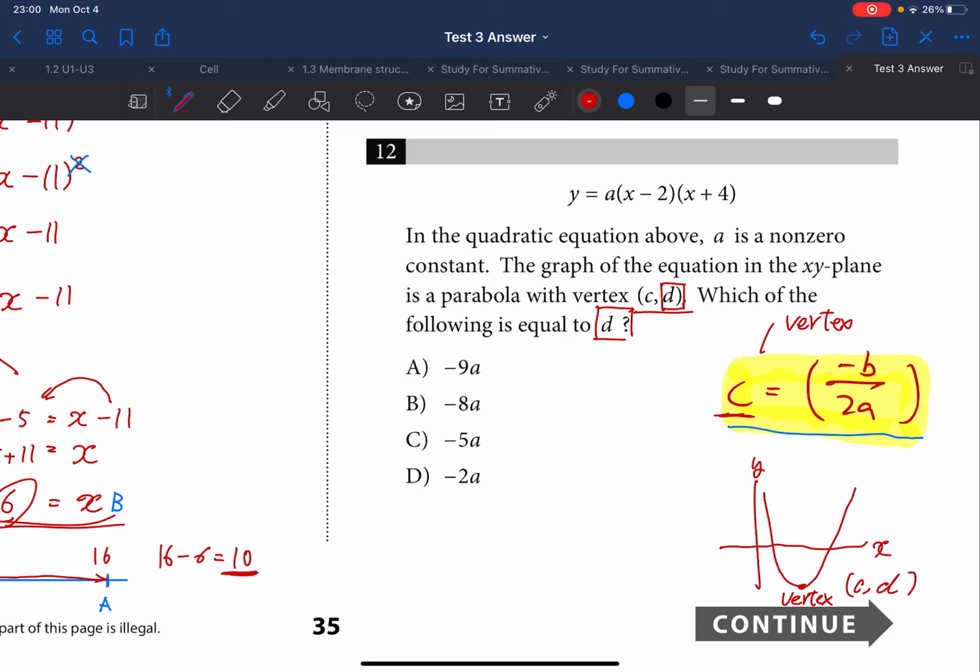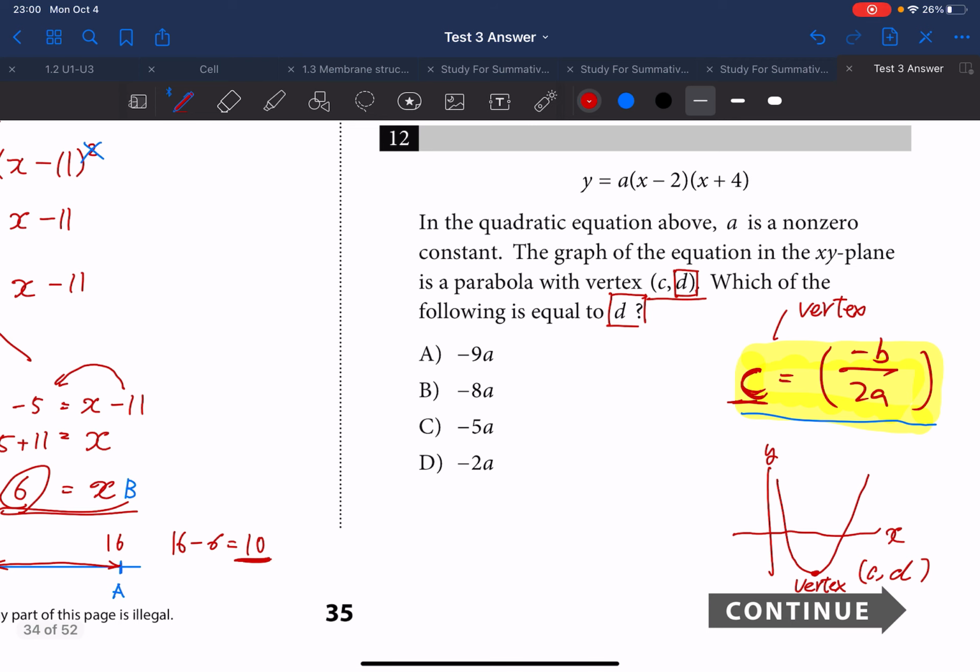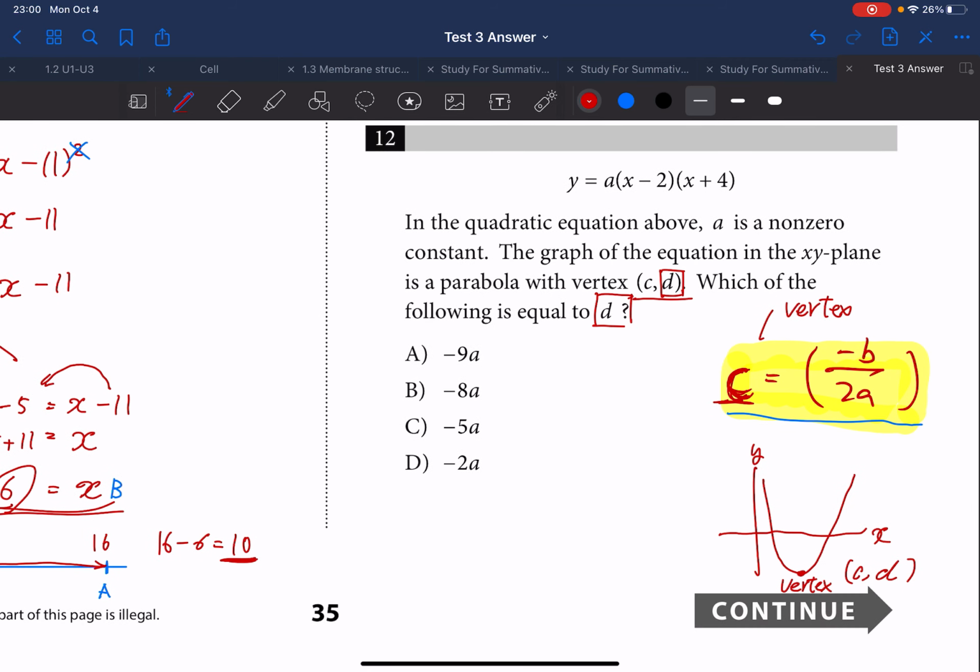Now, I also want you guys to memorize this vertex formula, which will find the point c right here, if you use this formula. So yes, now we have this equation right here. y equals a times (x minus 2) and then (x plus 4).